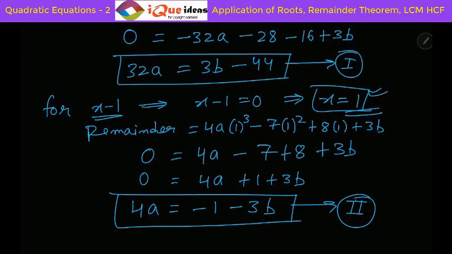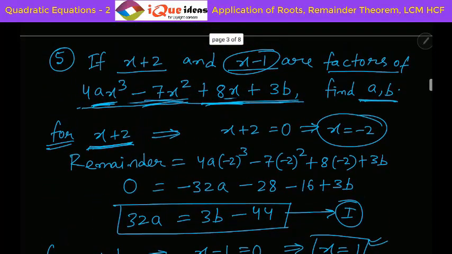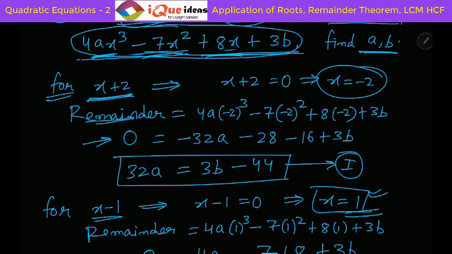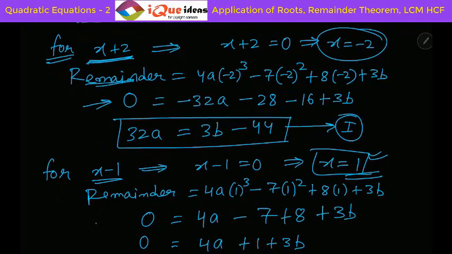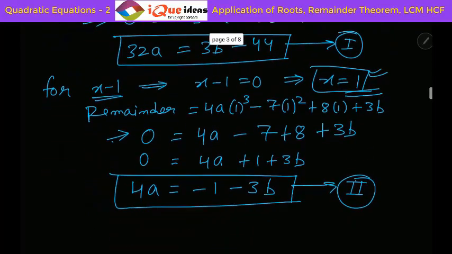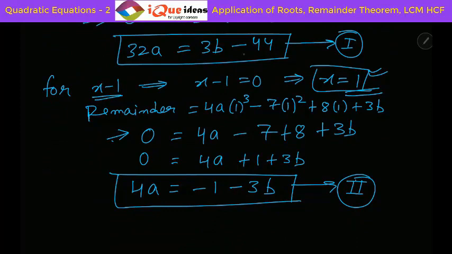So I'll just repeat the concept here. What we did was, we said that if x plus 2 is a factor, that means when this expression is divided by x plus 2, the remainder should be equal to 0. Similarly, if x minus 1 is a factor, then again, when this expression is divided by x minus 1, the remainder should be equal to 0, right? Okay, so using these two things, we have two equations now. One equation is 32a equal to 3b minus 44, and the second equation is 4a is equal to minus 1 minus 3b.